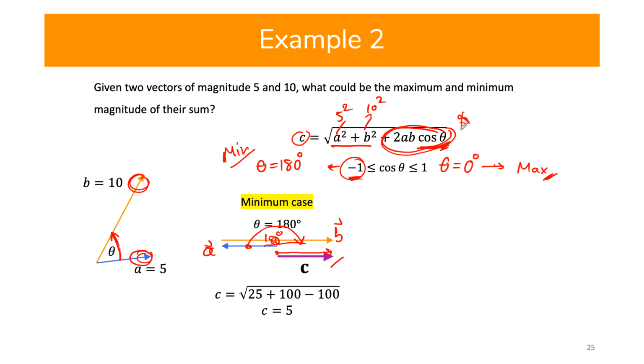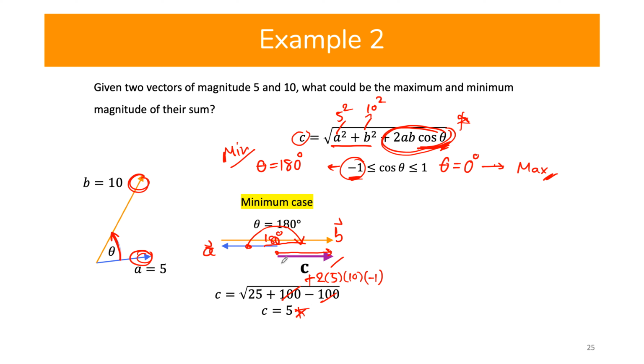Well, you can plug it into the equation. So C is equal to square root of 25 plus 100 minus 2 times A, which is 5, B, which is 10, and cosine theta, which is -1. Sorry, it has to be a plus. But because you have a -1 over here, the whole term becomes a minus. So you have a minus 100 here, and this cancels, and you have C is equal to 5 right here.